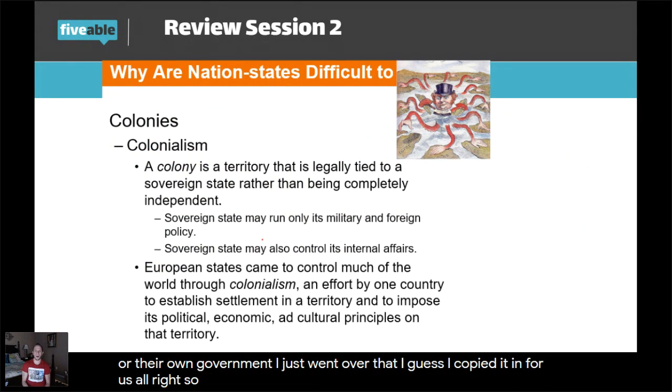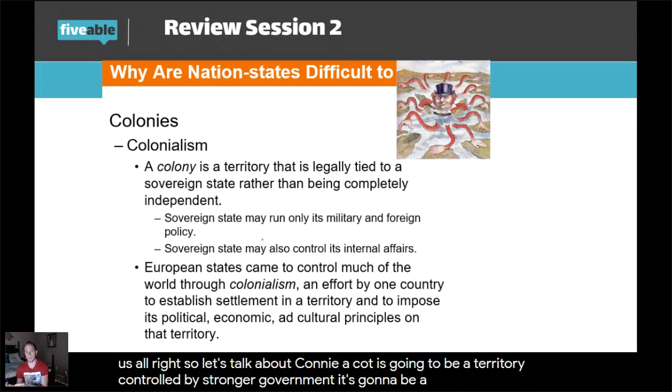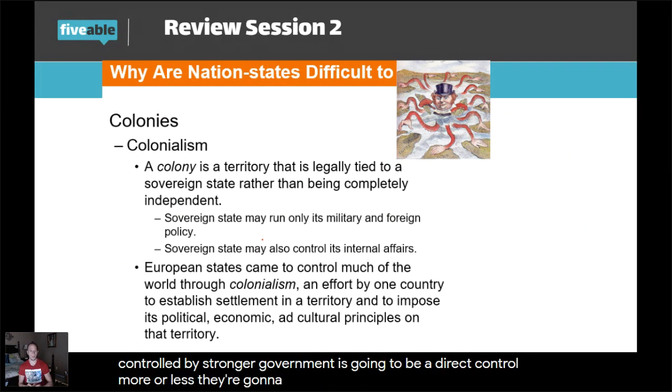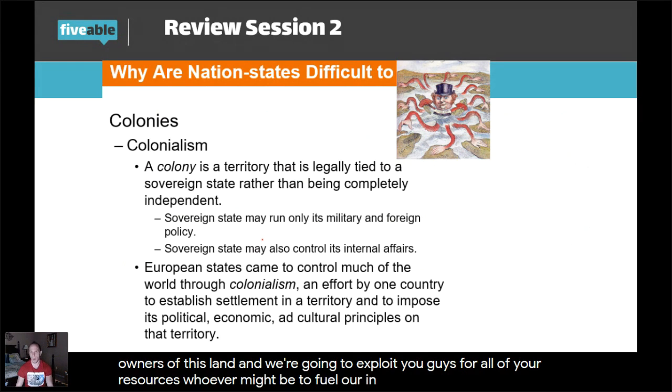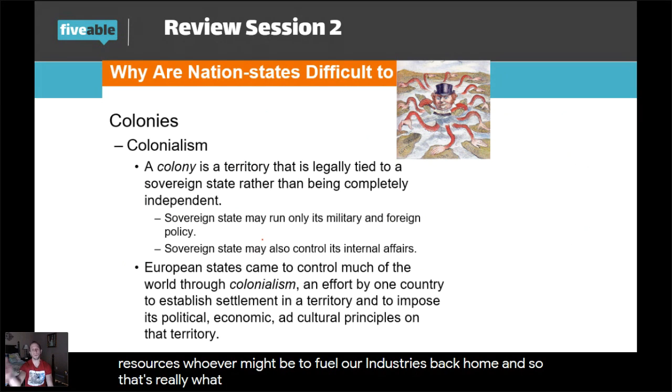All right, so let's talk about colonialism. Colonialism is going to be a territory controlled by a stronger government. It's going to be a direct control, more or less. They're going to come in and say, hey, we are the owners of this land, and we're going to exploit you guys for all of your resources or whatever it might be to fuel our industries back home. And so that's really what you're seeing with colonialism.